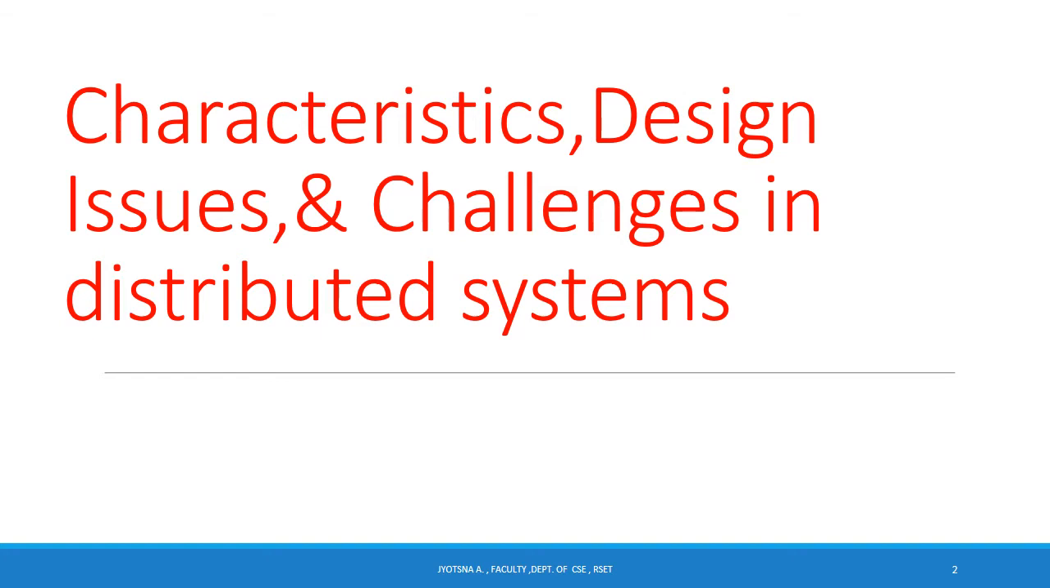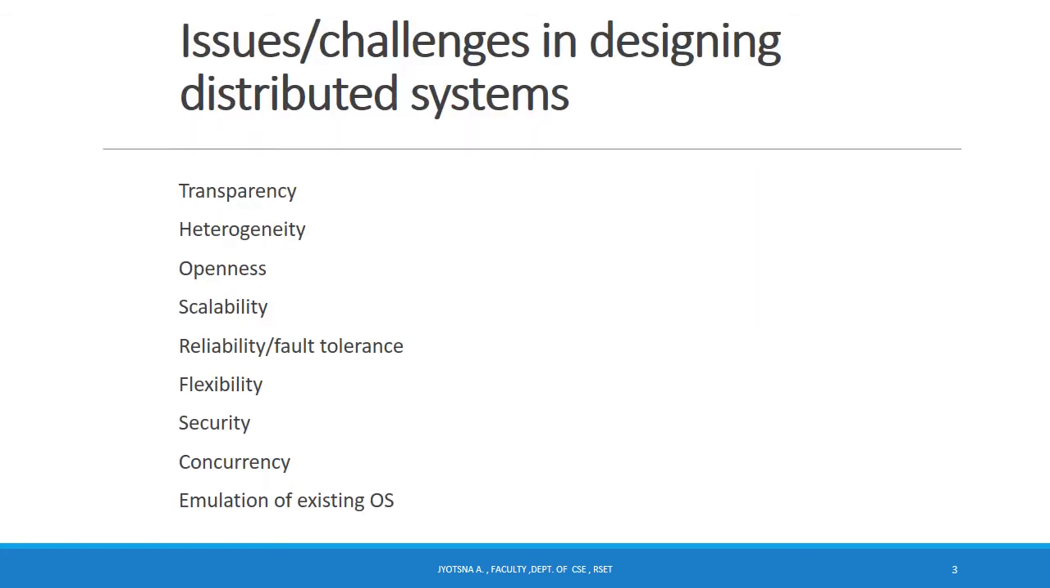Today we will be focusing on the characteristics, design issues and challenges in distributed systems. Design issues or challenges in designing the distributed systems include transparency, heterogeneity, openness, scalability, reliability or fault tolerance, flexibility, security, concurrency, and emulation of existing operating systems. The designers of a distributed system must take these things into account while designing a distributed computing environment.